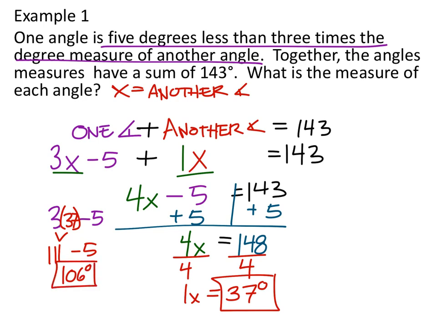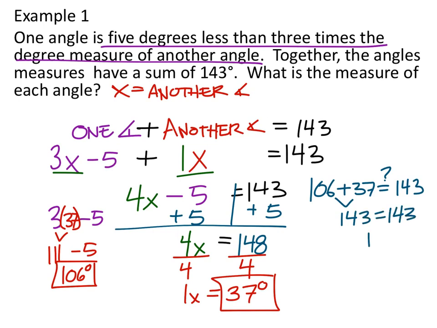Now we should check this. It said the sum of the two should be 143. So 106 plus 37, does that equal 143 degrees? And it does. 143 does equal 143, that's true. So I know that my answer is correct on this. One angle is 106 degrees and the other is 37 degrees.